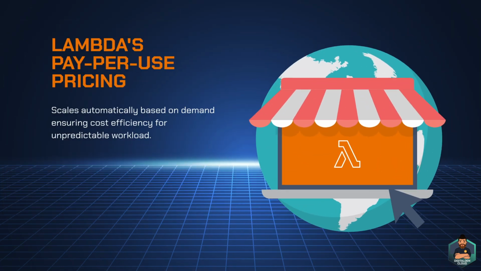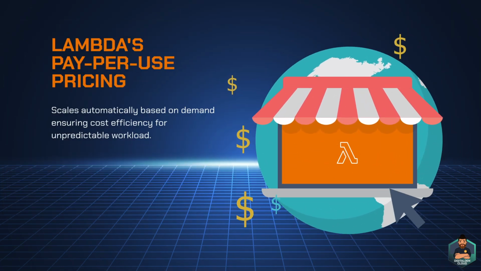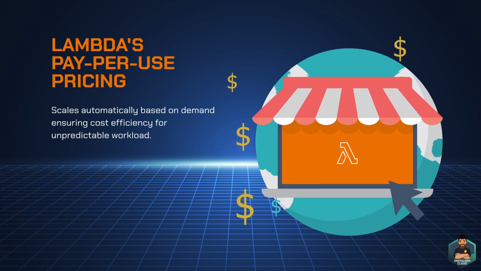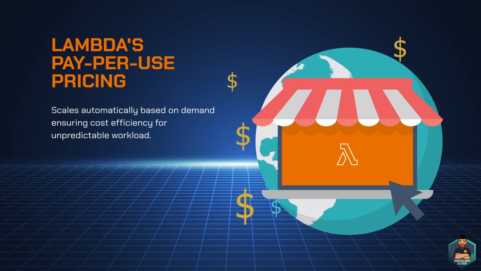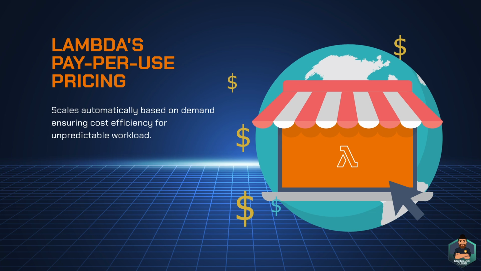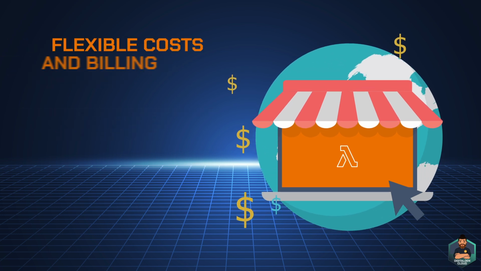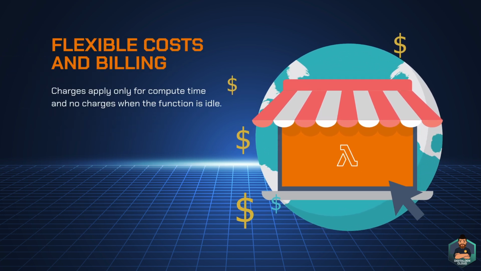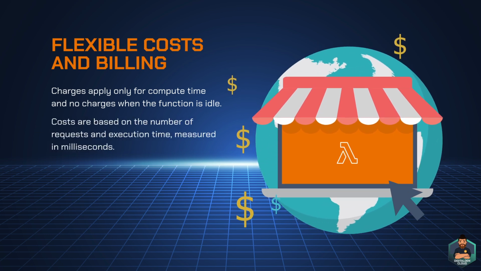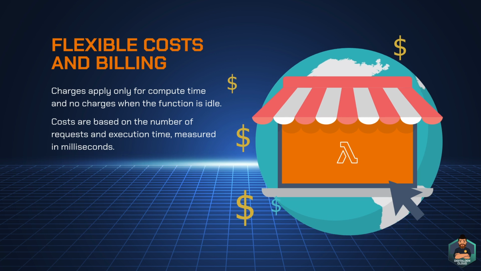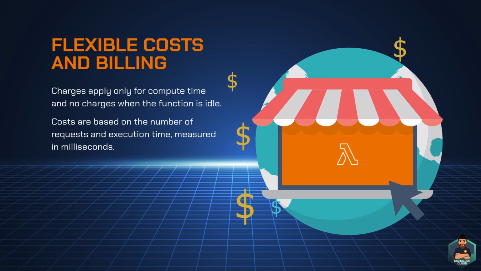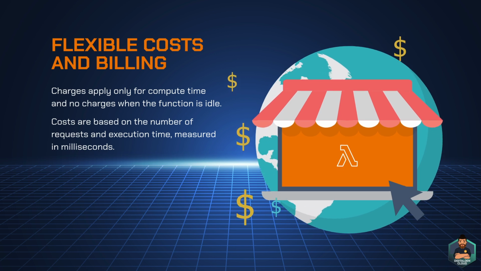Now, Lambda uses a pay-per-use pricing model, which goes hand in hand with its scaling capabilities. This model is particularly helpful for serverless applications or any use case with unpredictable usage patterns. Here's how it works. You're only charged for actual compute time. If the function isn't running, you aren't paying, and costs are based on the number of requests and execution time measured in milliseconds. To illustrate why this is cost-effective, compare it to a traditional server setup.